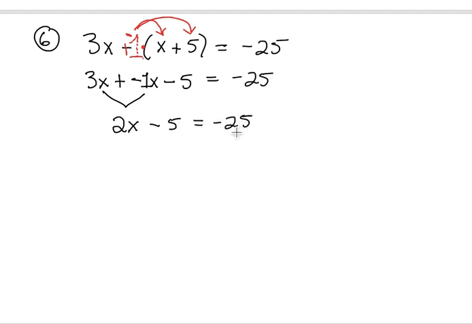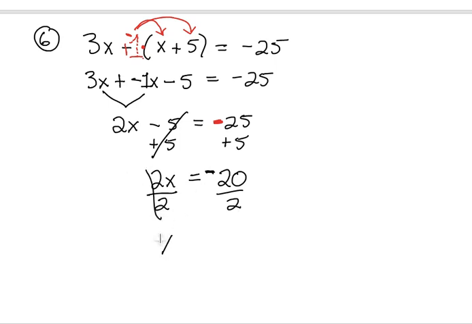And now it's a two-step problem. So we can add 5 to both sides to zero out the negative 5. Bring down my 2x. Bring down the equals. And negative 25 plus 5 is 20, but there's more negatives left over, so that means my 20 is a negative 20. And then to get x by itself, divide both sides by 2, and x equals negative 10.